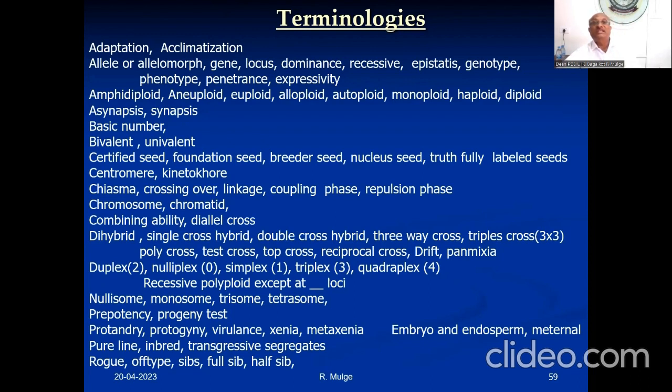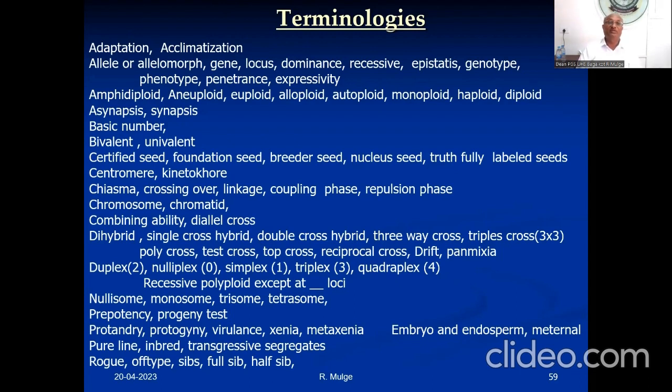Allele or allelomorph, we said, is one of a pair or a series of forms of a gene which are alternative in inheritance because they are situated at the same locus in a homologous chromosome. So that is what allele or allelomorph is.